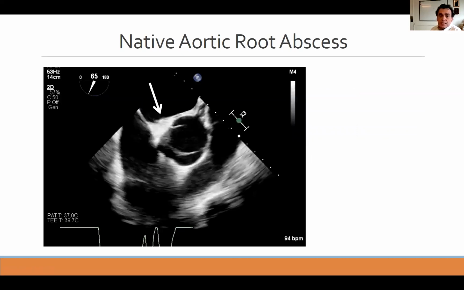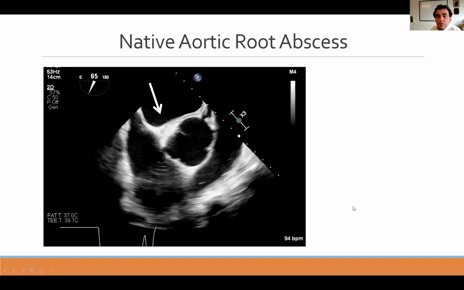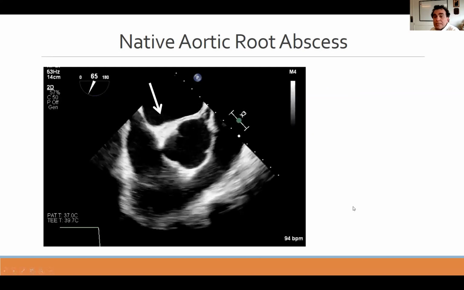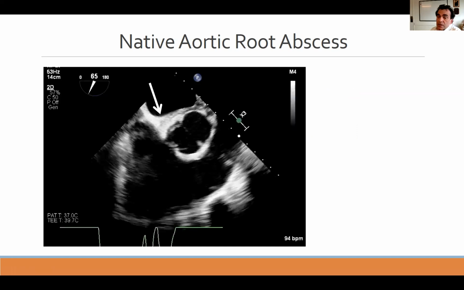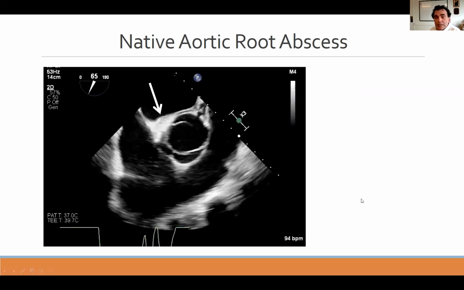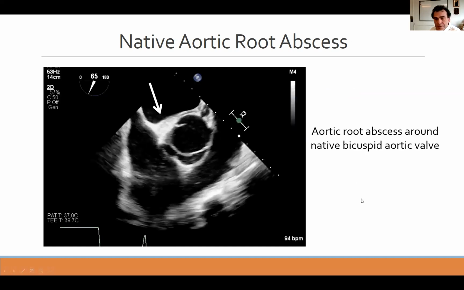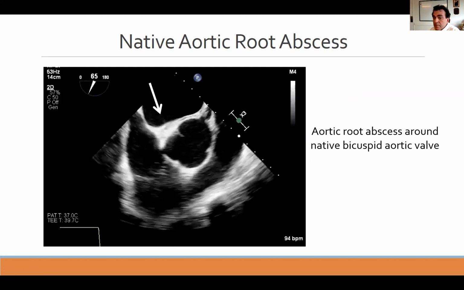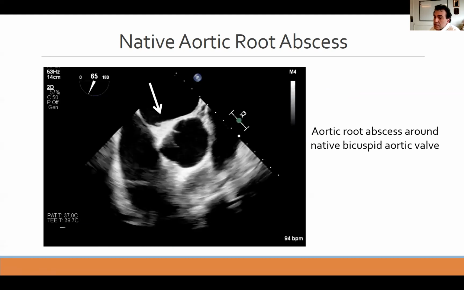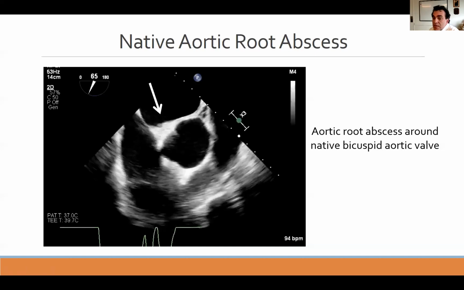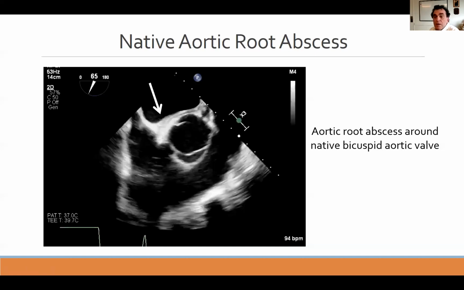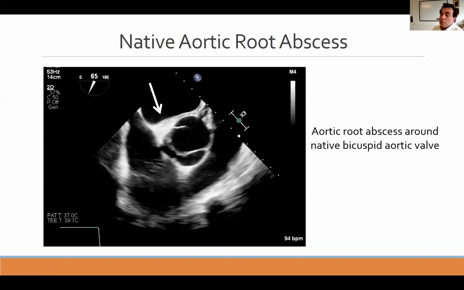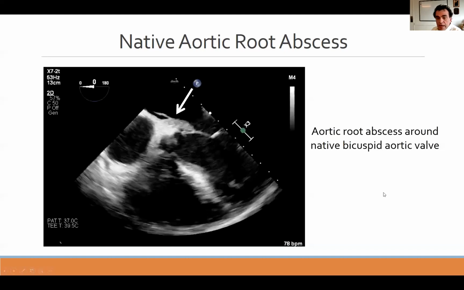You see that this is a bicuspid aortic valve, and there are echolucencies along the posterior aspect of the aortic root, consistent with a native aortic root abscess. Here, not only is the organism very aggressive, but there is also a bicuspid aortic valve, which is an anatomically abnormal valve compared to a normal trileaflet valve.